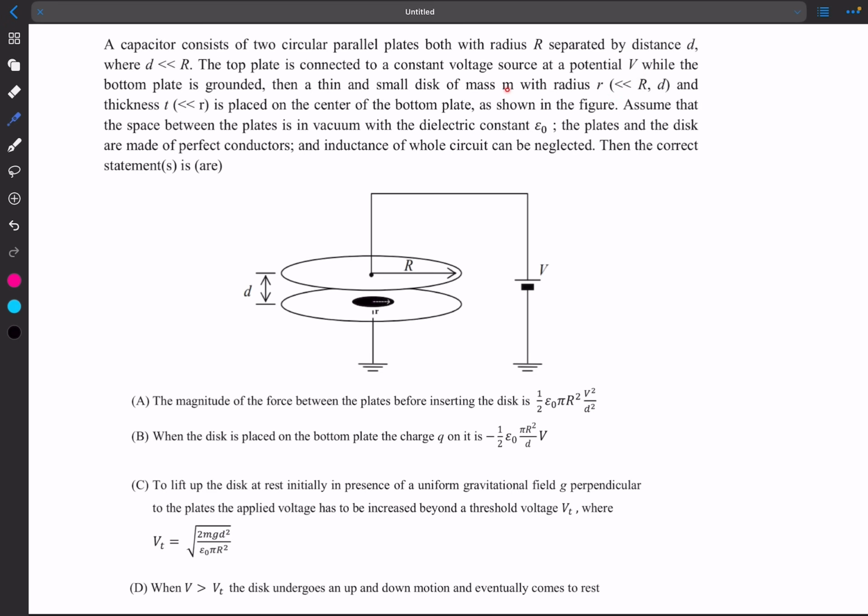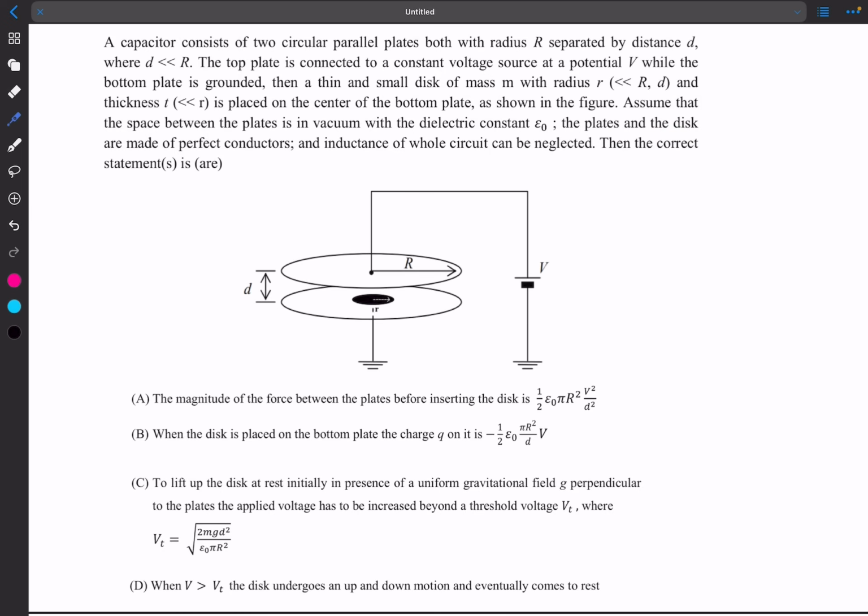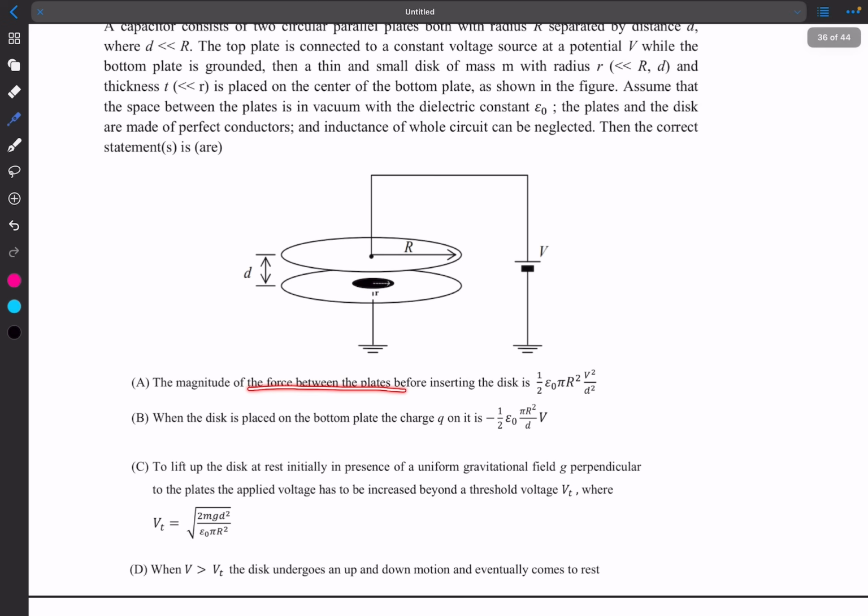A thin and small disk of mass m, radius r, and thickness t is placed on the center of the bottom plate. Its dimensions are much smaller in comparison to the dimension of the plate, and we have to assume the space between them is vacuum. The plates and the disc are made of perfect conductors, and the inductance of the whole circuit can be neglected. Then we have to comment on the force between the plates before inserting the disc.